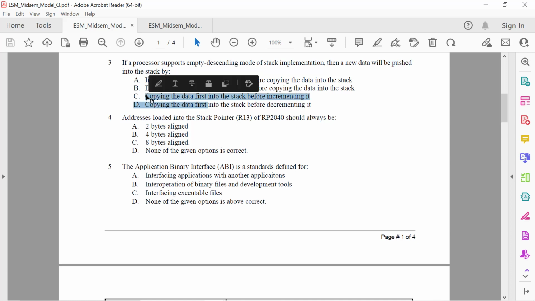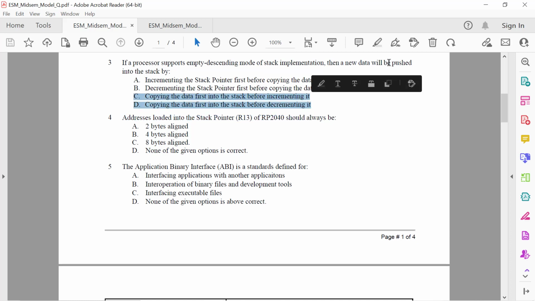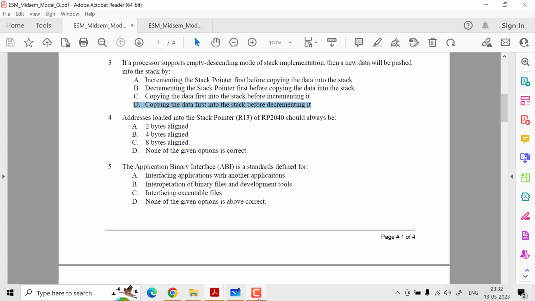Okay, you have to now localize to these two options. Copying data happens first because it's an empty location. You have to copy the data first, and then are you going to increment the address or decrement the address? Descending means you are going towards the lower address, so you should be decrementing it. So out of these two, you know which one to select. Copy the data into the stack first and then decrement. So you are going to decrement it afterwards. Okay, so this is the correct answer. D option is the correct option for this question.